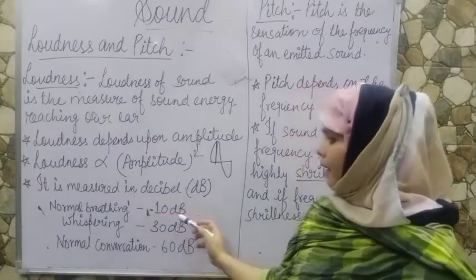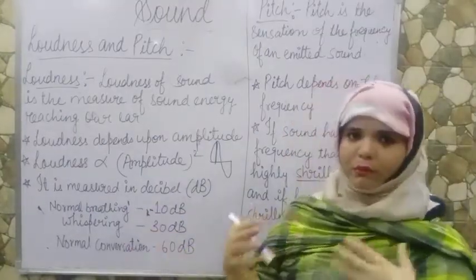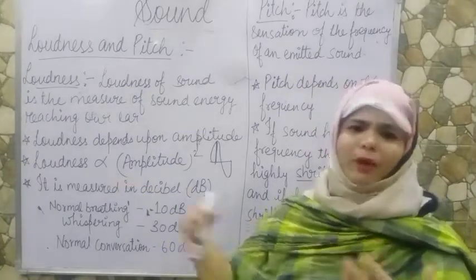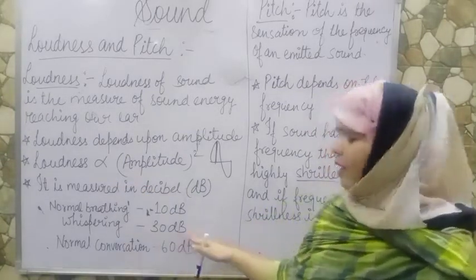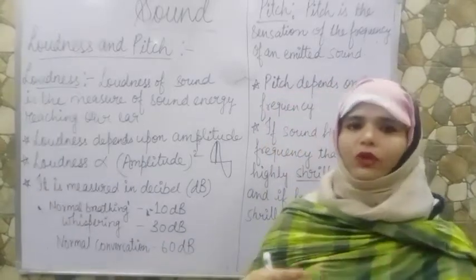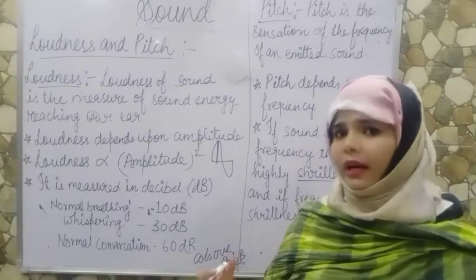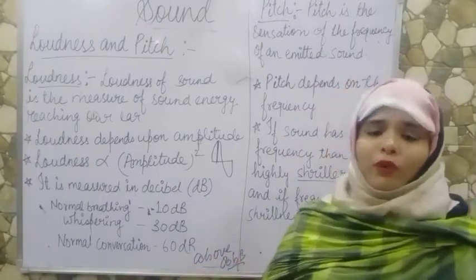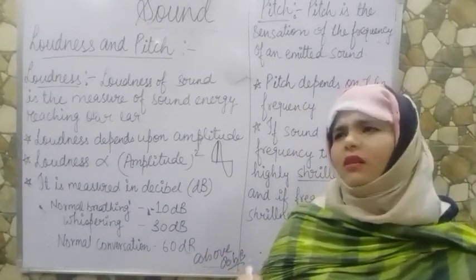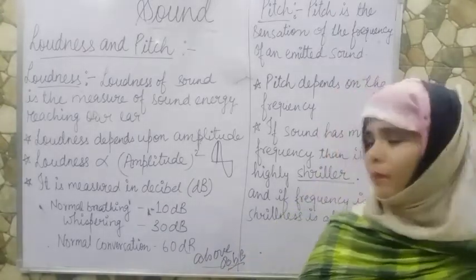In normal breathing, the sound produced is only 10 decibels. In whispering, when you whisper around 5 meters away, it is 30 decibels. Normal conversation, which I do with you, is 60 decibels. And above 80 decibels we can't tolerate it. It is a kind of noise which is unpleasant to us.